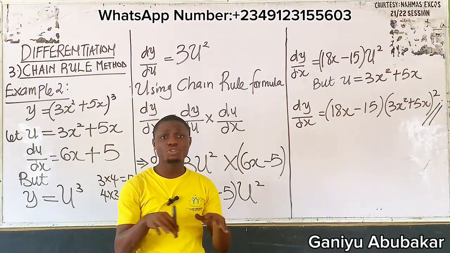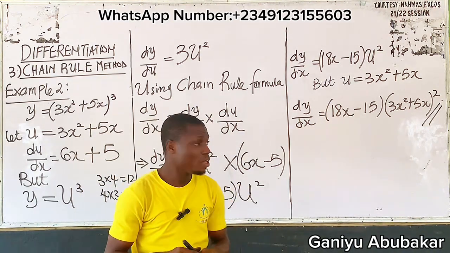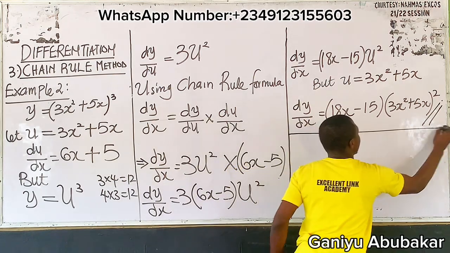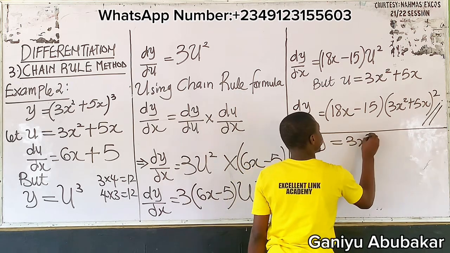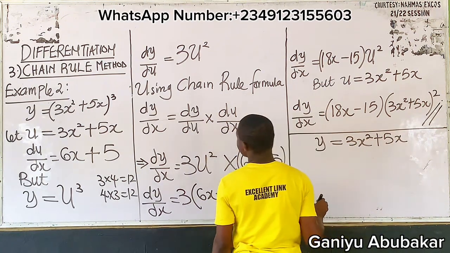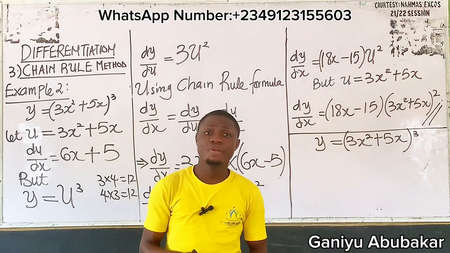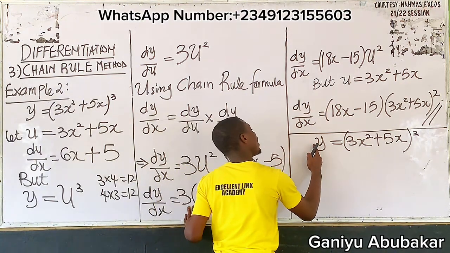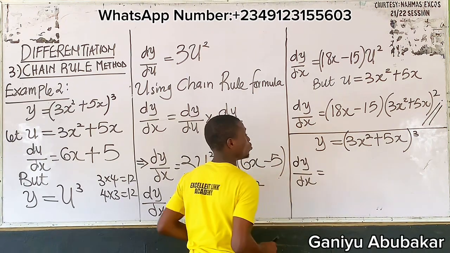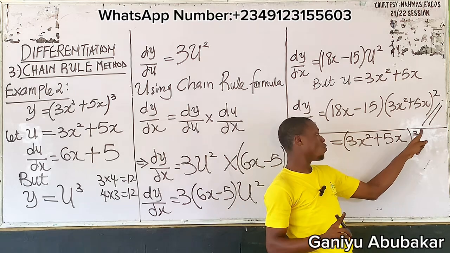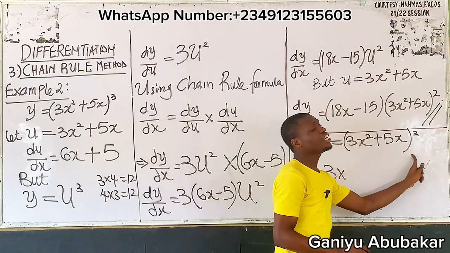Alright, let me just try to introduce the shortcut here, and then in the next class we'll look at the shortcut in full. So initially, my question here was y equal to 3x squared plus 5x, all to power 3. I want to use the shortcut. What do you do? In this case, I'm differentiating y with respect to x. I'll have dy/dx equal to, write out the power first. What's the power here? 3. Write out the power first times, differentiate the term in brackets.